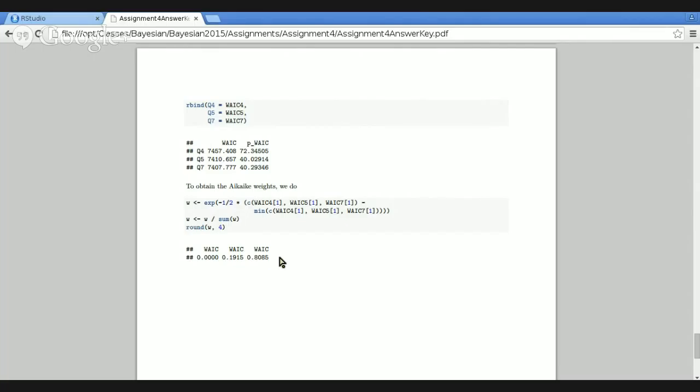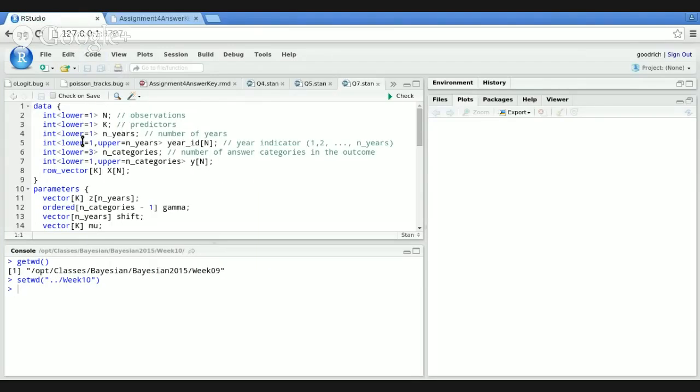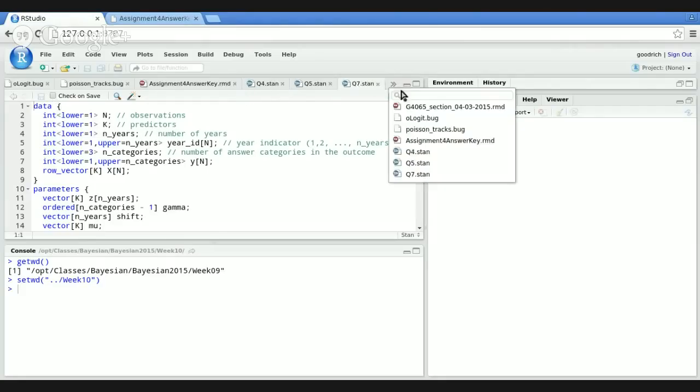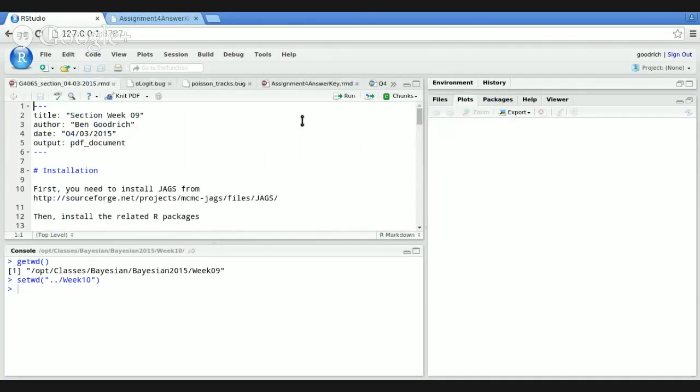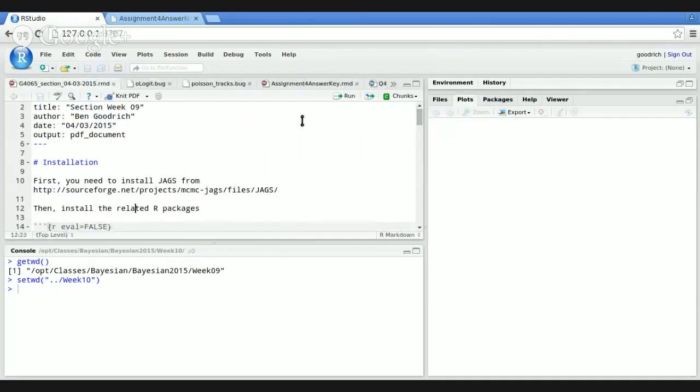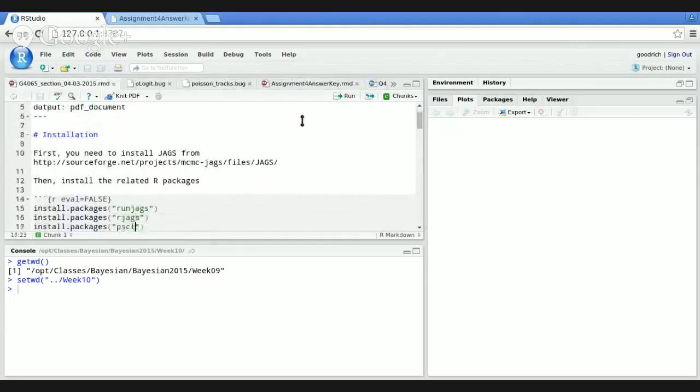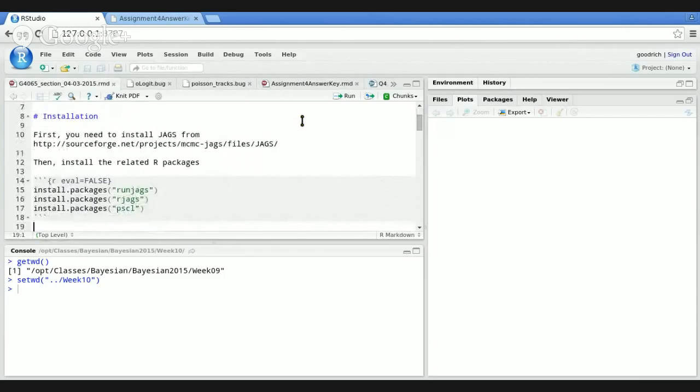All right. So let's do a little bit about BUGS. If you switch over to the zip file for the section today, it just has a couple examples here. So the first thing you need to do is install JAGS, and then there are some R packages that access that that you can install.